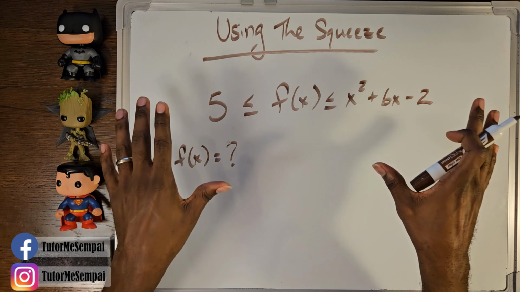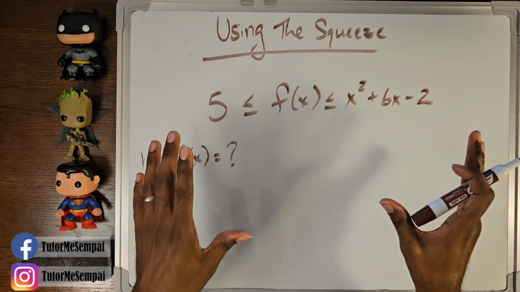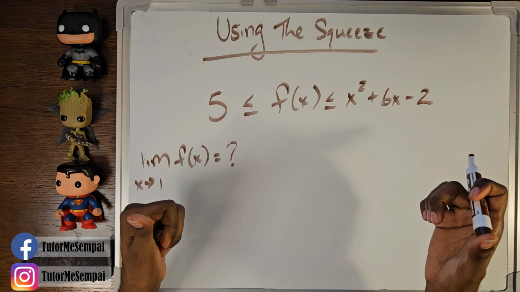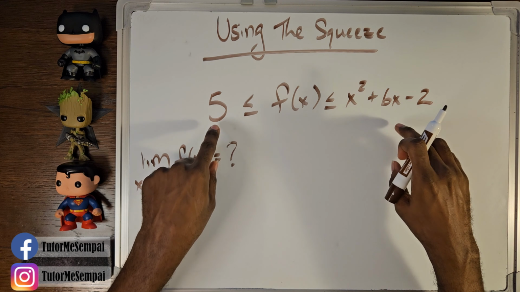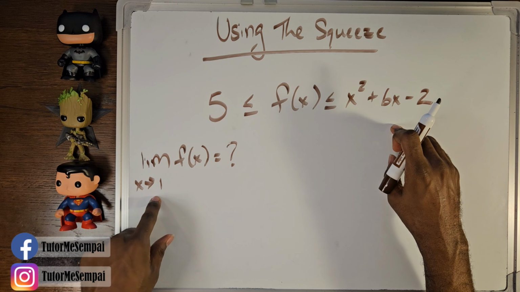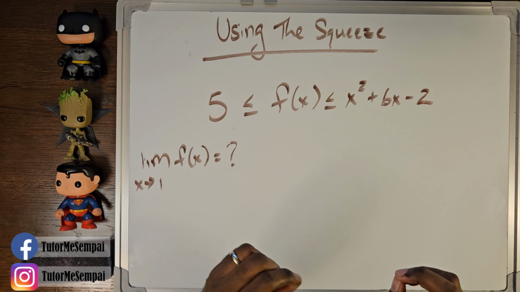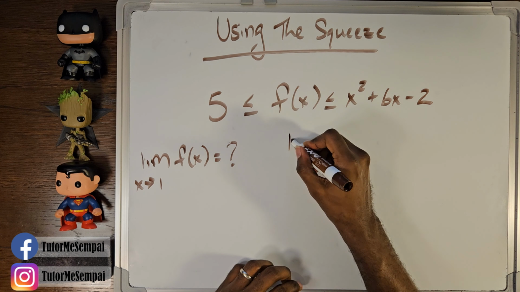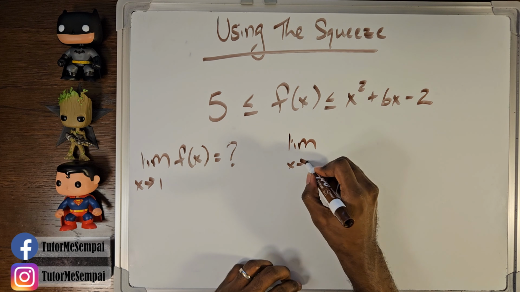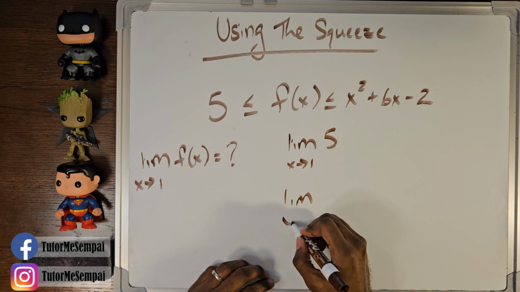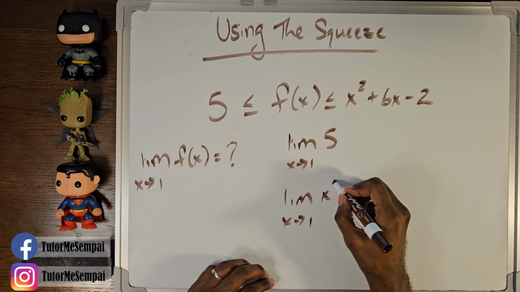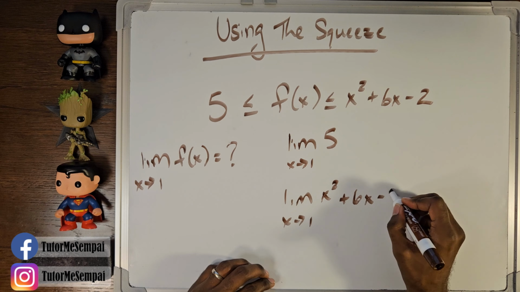Remember, it's not enough to just have the bounds. The bounds are great, and it's a great first step, but we need to know that what? The limit for the bounds, as x goes to the same 1 here now, is going to be the same. So let's figure this out. What's the limit as x goes to 1 of 5, and what's the limit as x goes to 1 of x squared plus 6x minus 2.